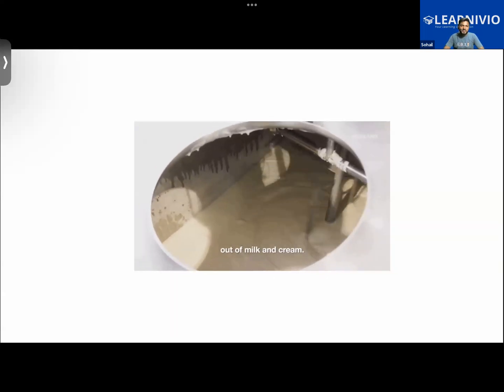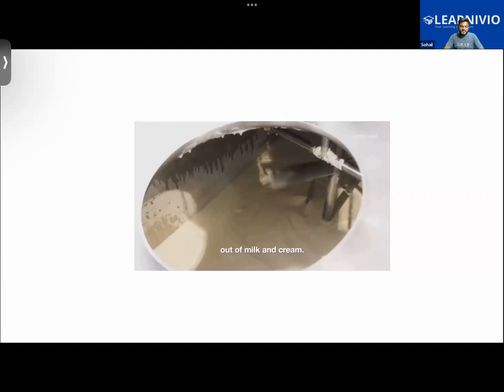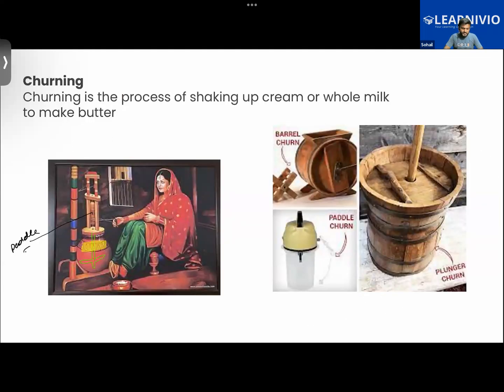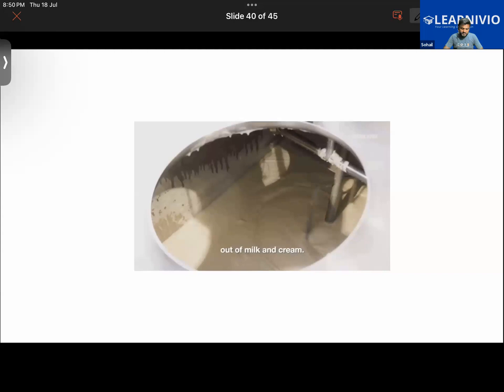So that is the thing about centrifugation. Hope you guys have understood this. If there's any question in it, please let me know.